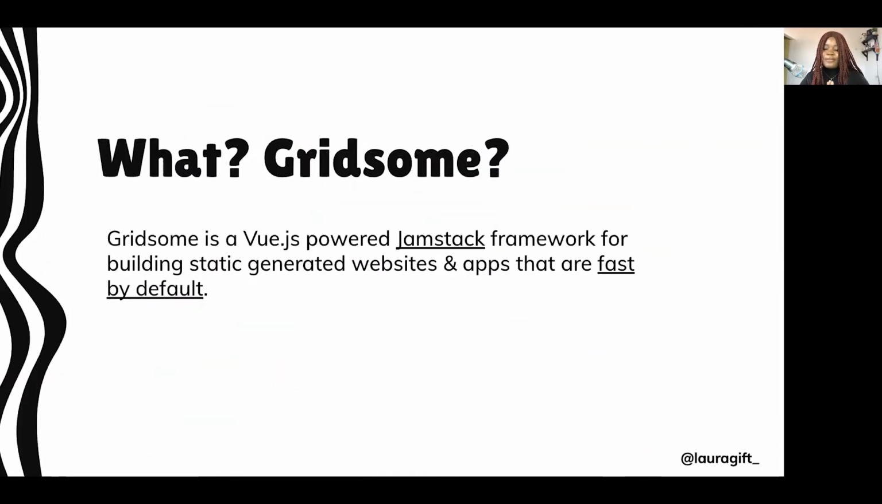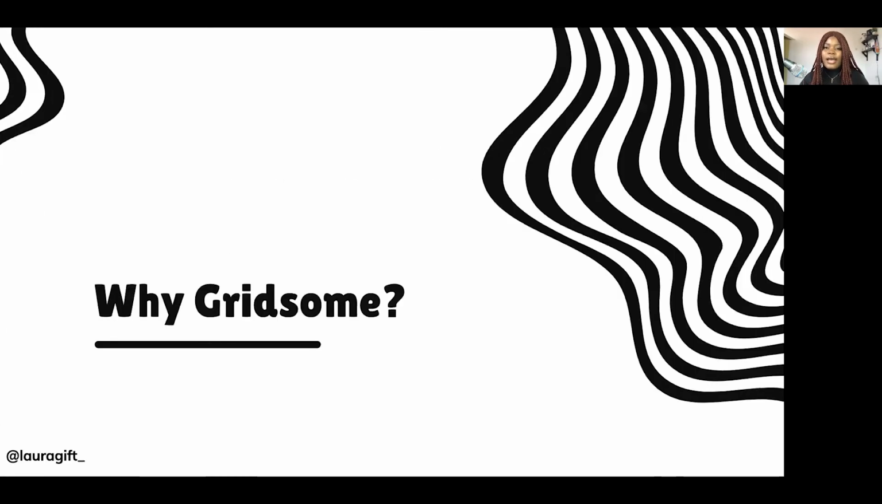Now that we've talked about the JAMstack, I'd like us to get into the most interesting part of this talk, which is Gridsome. Gridsome, what is it? Gridsome is a Vue-powered JAMstack framework for building statically generated websites and applications that are fast by default. I know you might be wondering, why is she talking about Gridsome? Isn't there already VuePress, Nuxt, or even Gatsby? Why should I actually go ahead and use Gridsome? Here's what I think. I think Gridsome is awesome and there are several benefits it has that you might be interested in. So I would like to share some of those with you.